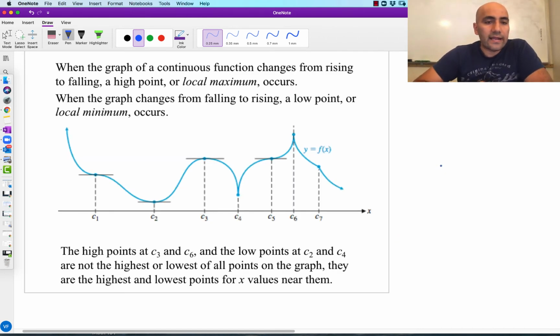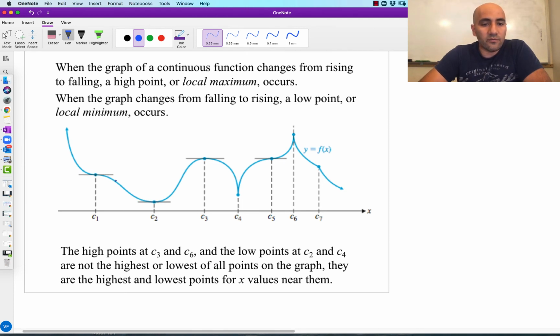Okay, so what we want to get out of this is the following. When the graph of a continuous function changes from rising to falling, a high point or a local maximum occurs. When the graph changes from falling to rising, a low point or a local minimum occurs. So the first place where that occurs on this graph is here. Notice that the original function f of x is decreasing, decreasing, hits 0, and now it's increasing, increasing.